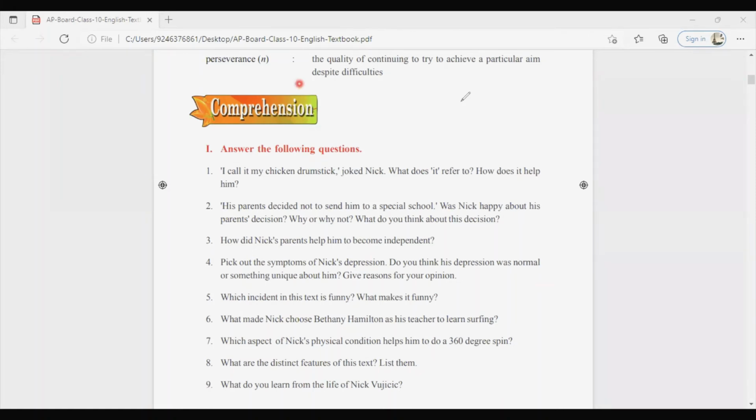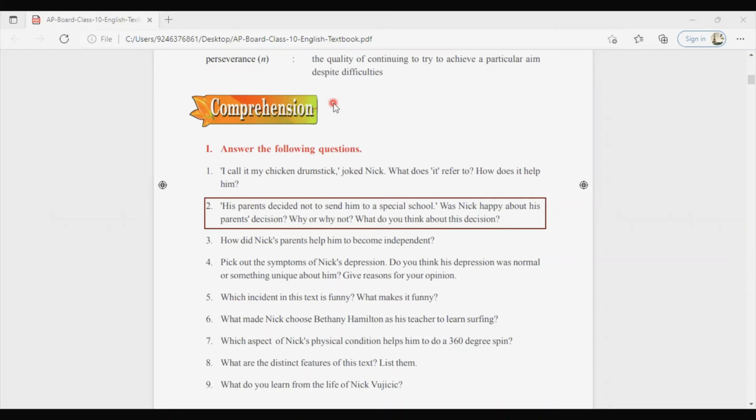Now the second question. What is the second question? His parents decided not to send him to a special school. Was Nick happy about his parents' decision? Why or why not? Okay. To answer this question, I've already read the lesson, right? So Nick was not happy with his parents' decision because there might be the risk of bullying. His companions, like friends at the mainstream school, may tease him. But later he'll realize that his parents' decision was the best one.